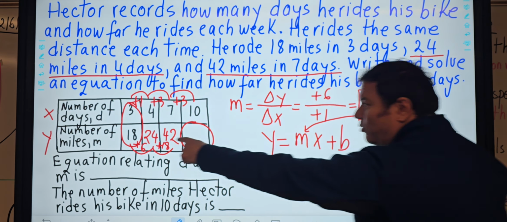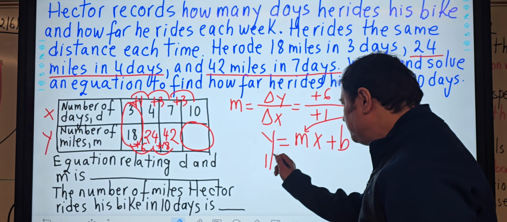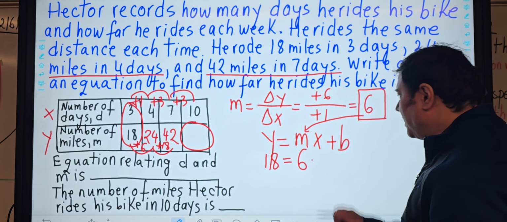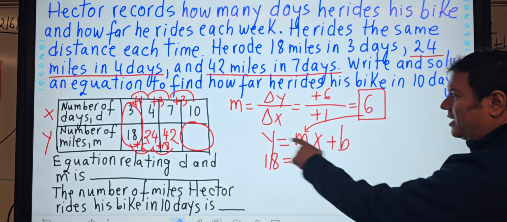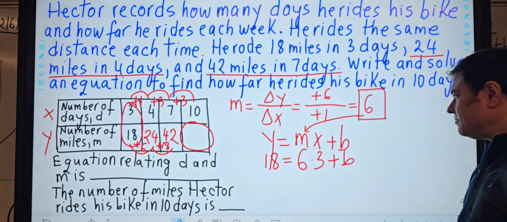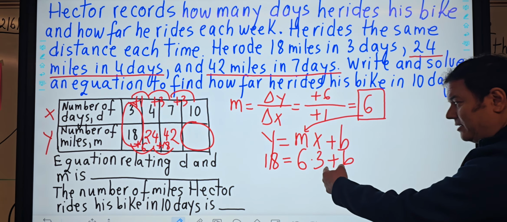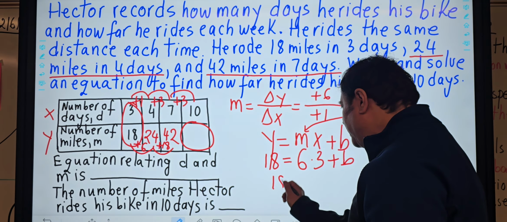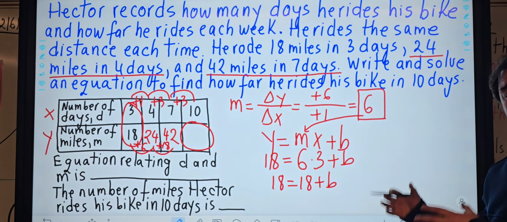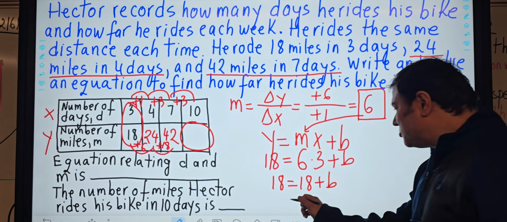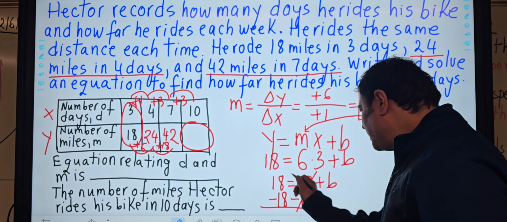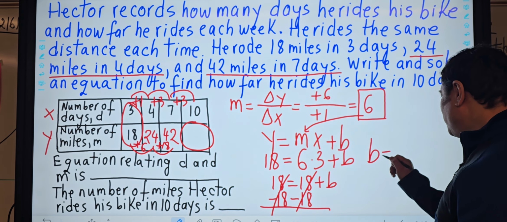Instead of y, we put 18. So we have 18 equals, instead of m, we put 6, times, instead of x, we put 3, plus b. We see that 6 times 3 is 18. So we have 18 equals 18 plus b. In order for us to solve for b, we need to subtract 18 on both sides. This will cancel, so b equals 0.